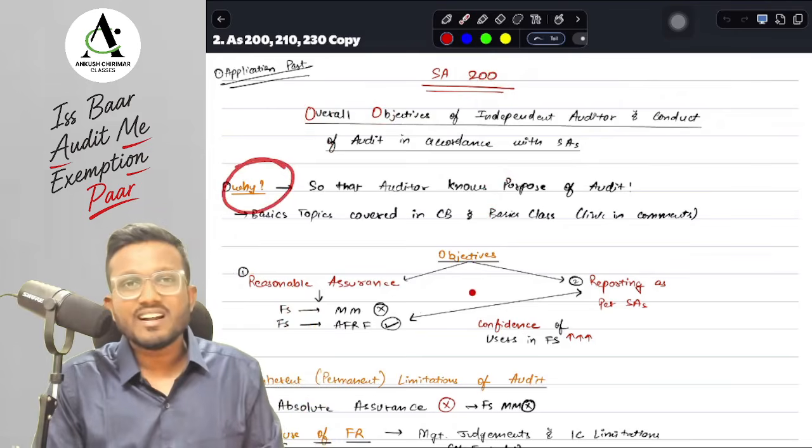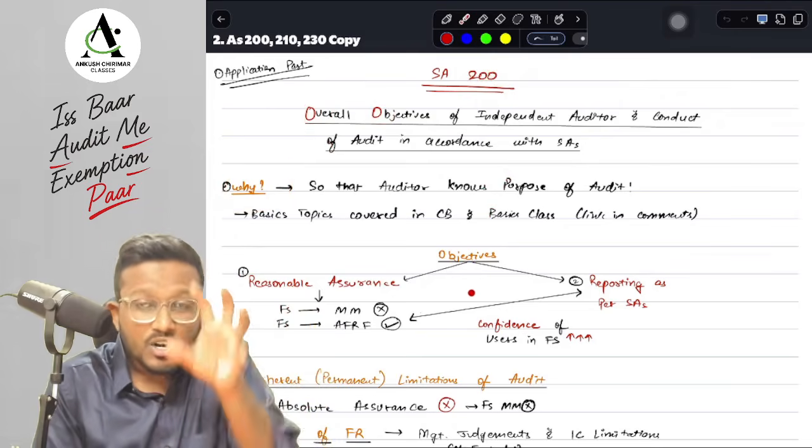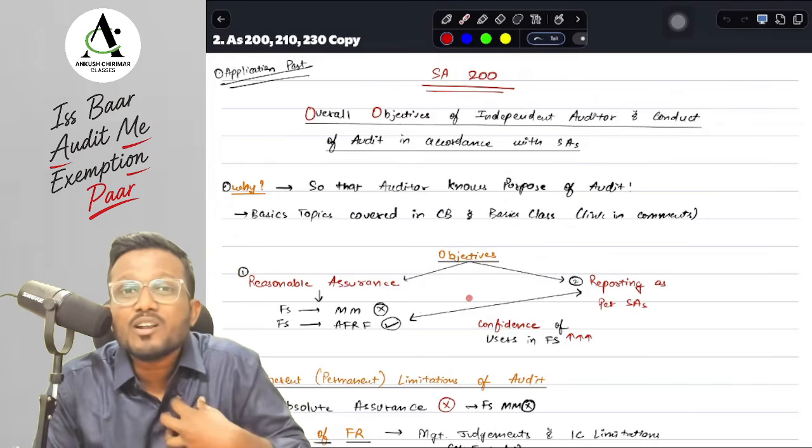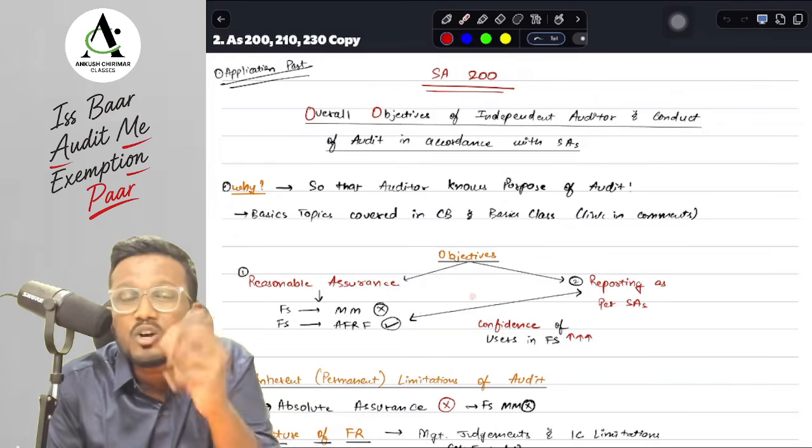Now why was this particular standard issued by ICAI? So that the auditor knows the purpose of audit, so that we know at least what the purpose of audit is, what the objective of audit is.